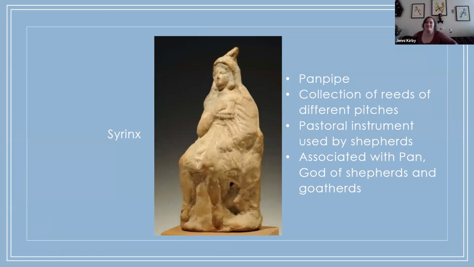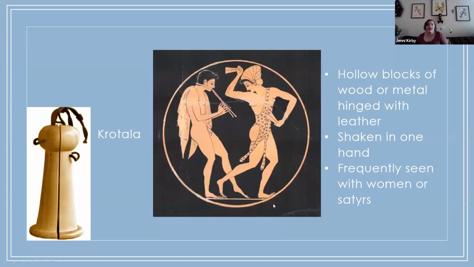So moving right along, we've got the syrinx, which is a pan pipe, and if you're familiar with the story of Pan and his love Syrinx, who was turned into reeds, so just another instrument that we have. And here is a statue of a shepherd with his pan pipes. Then we have some percussion instruments, and one of them is called the crotala, and these were hollowed blocks. Here's a modern reconstruction, so you can see it a little bit better.